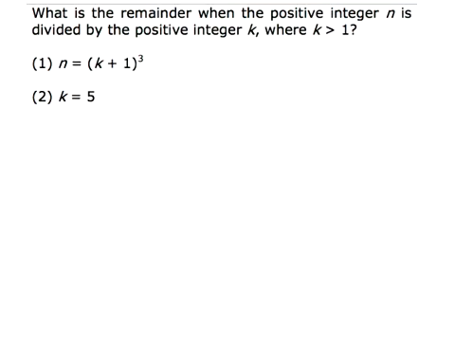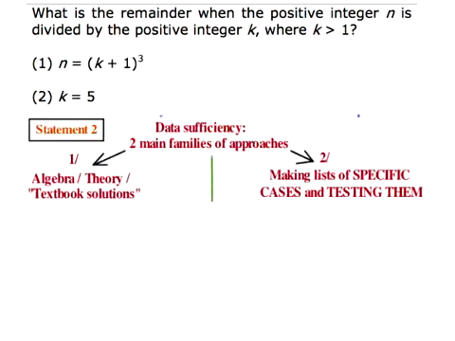So again, remember that you basically have two families of approaches to these things. One family of approaches is to use theory or whatnot. And the other family of approaches is making lists of cases and testing them. So here's the problem again. Let's import that graphic from over there. Okay, so here are our two different families of approaches. And we're not talking about statement 2 anymore, so let me get rid of that.